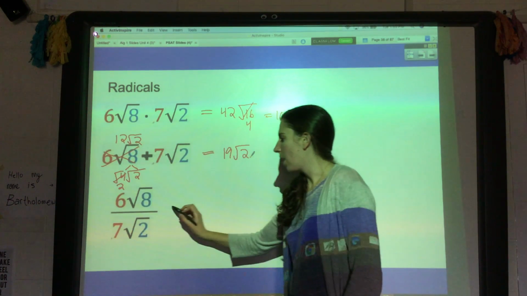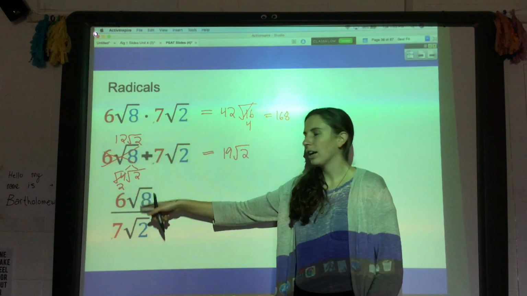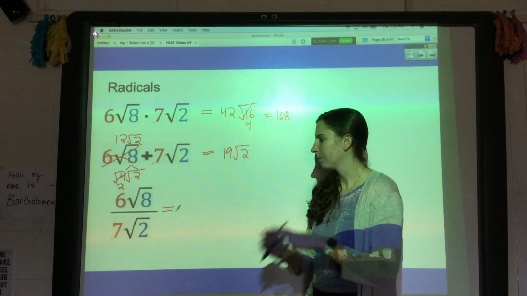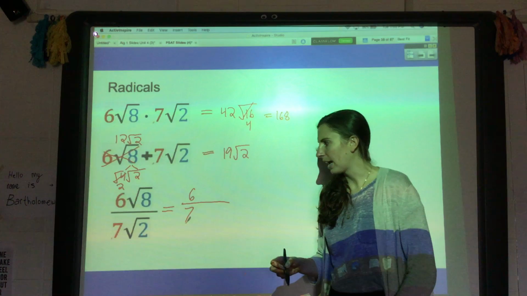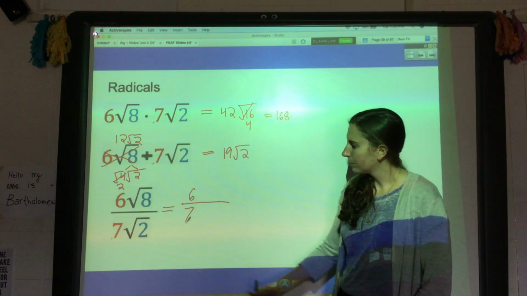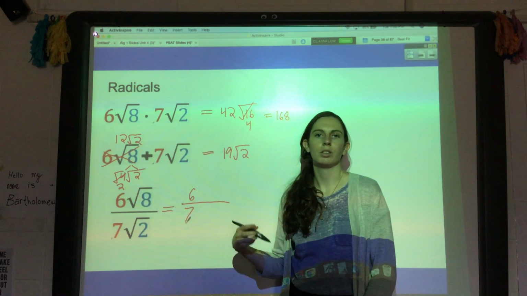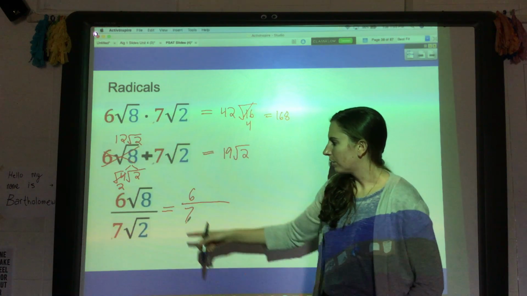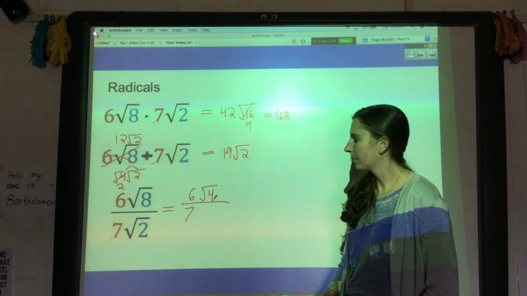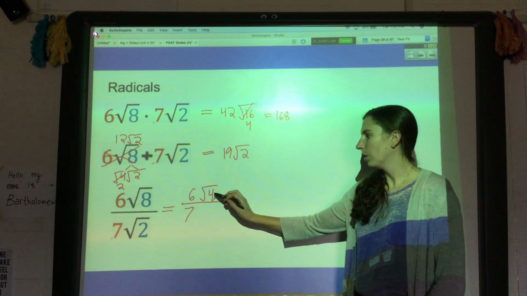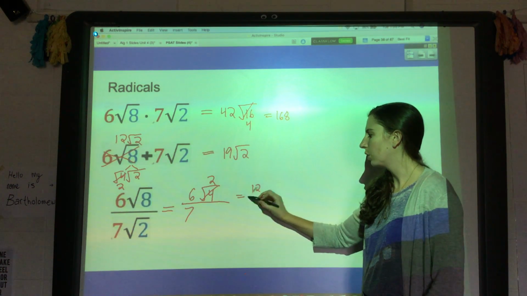All right, on this one, there's a couple ways we can handle this. When you're multiplying or dividing radicals, you just kind of squash them all into one. So the 6 over 7, I'm just going to leave 6 over 7 because that doesn't really simplify. There are a couple ways you could handle this. You could break down the 8 like we just did and make it 2 root of 2 and then cancel out the square root of 2's. Or you could divide 8 divided by 2, which is the square root of 4. And the square root of 4 is 2. So now I have 6 times 2, which is 12 over the 7.